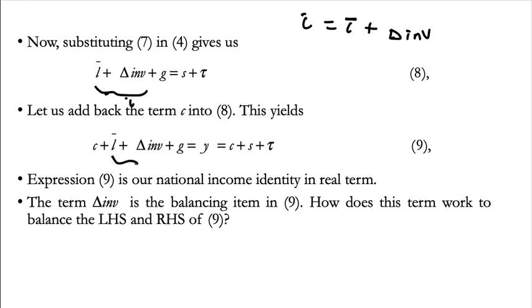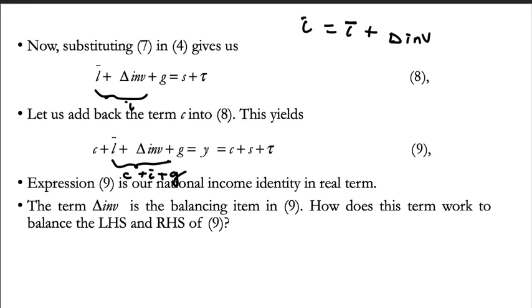If you look here, we specify the investment further. So on the left-hand side is nothing new, but this is the national income identity in real terms after we specified investment. If we look at expression 9 here, we can see, like I said earlier, investment has been specified using this equation.